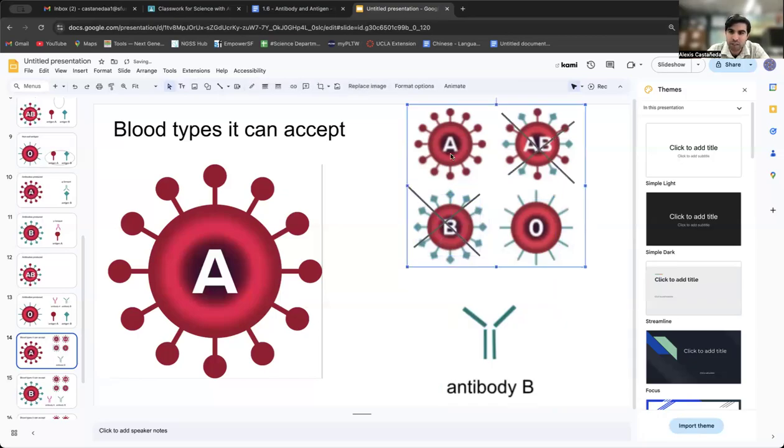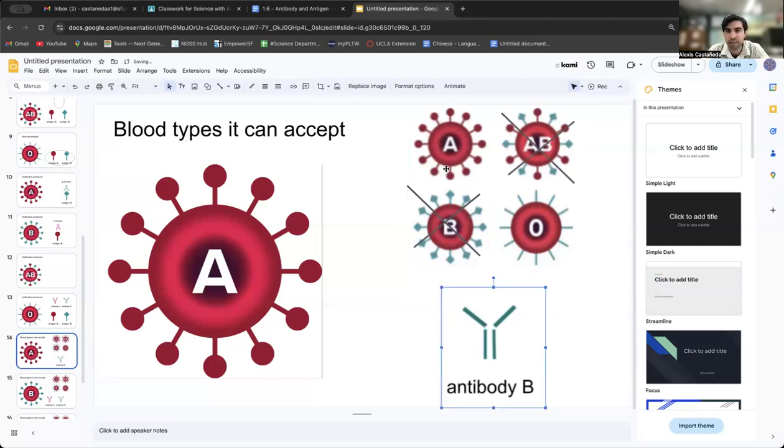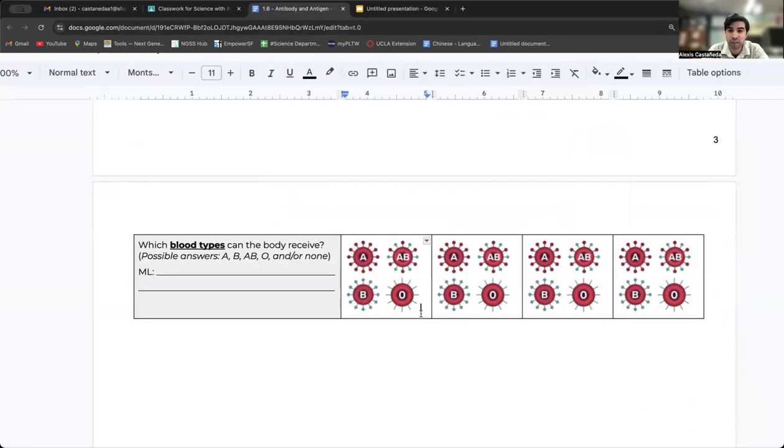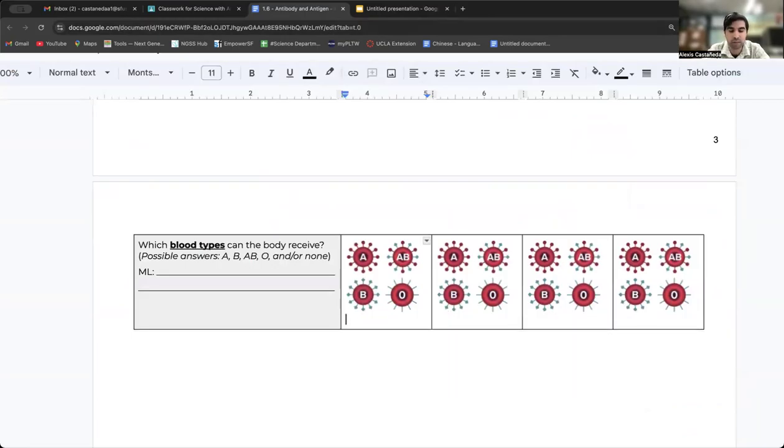Can I get blood from A? Is this antibody going to connect to blood type A? Well, no, right? It doesn't fit. Antibody B does not fit with antigen A. So we can accept blood type A. Blood type A is welcome to come. What about blood type O? Will this antibody connect to blood type O? Well, no, because there's nowhere for it to connect. Blood type O has no antigens. There's nowhere for antibody B to connect. So blood type A can accept blood type A and blood type O, because those two blood types do not have antigen B. So it can receive A and O. You can also circle them.